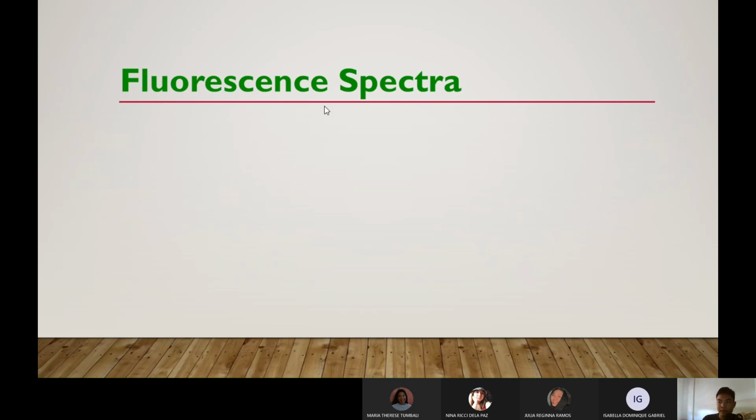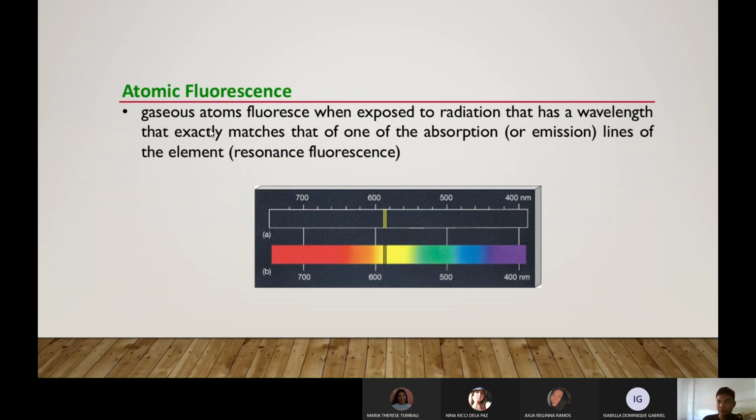Pag fluorescence spectra naman, fluoresce meaning liliwanag. Okay. So yan. Your atoms can also fluoresce, no? Okay. So pwede rin sila lumiwanag corresponding to certain wavelengths, no? For example, yung sodium, liliwanag yan as yellow. Okay. Ano pa? Yung copper, kulay green yan kapag lumiwanag yan.